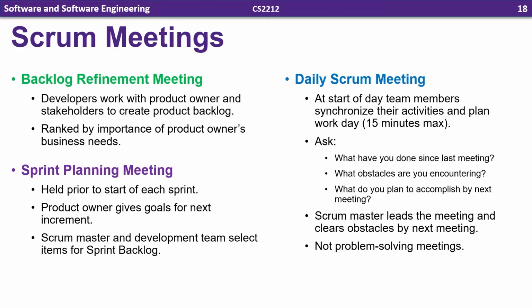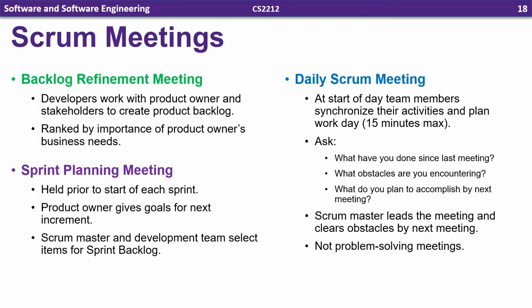The purpose of this meeting is to ask 3 questions to each member of the development team. The first one is, what have you done since the last meeting? The next one is, what obstacles are you encountering? And the last is, what do you plan to accomplish by the next meeting? So this does a few things. It keeps the developers accountable for what they're doing. It keeps everyone coordinated to know what each other is working on. You don't want people redoing the same efforts.